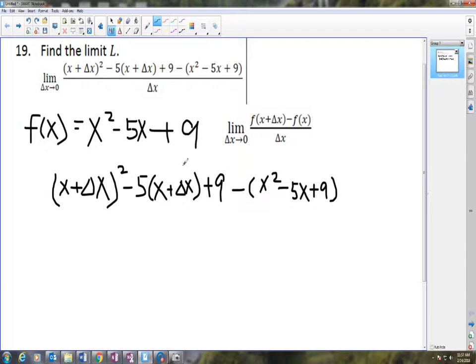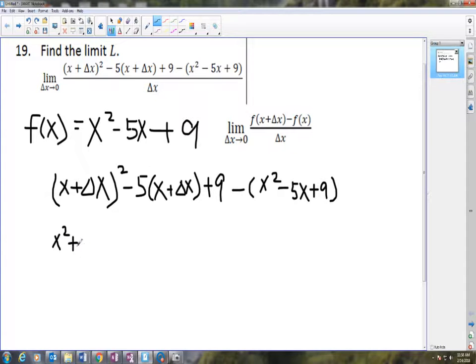It almost doesn't make sense. If delta x is approaching 0, that means this delta x in the denominator is approaching 0, so that would become undefined because I'd have a 0 in the denominator. That's not how it works. You have to simplify the expression up top before you can take the limit as delta x approaches 0.